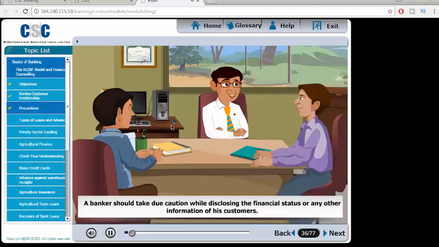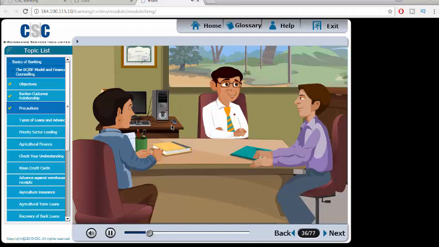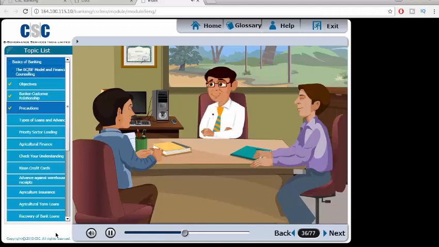A banker should take due caution while disclosing the financial status or any other information of his customers. Undue or irrelevant information may make bank liable for compensation. Besides that, due to use of such information by the third party, bank may suffer loss. It is therefore necessary for a banker to note the following points.